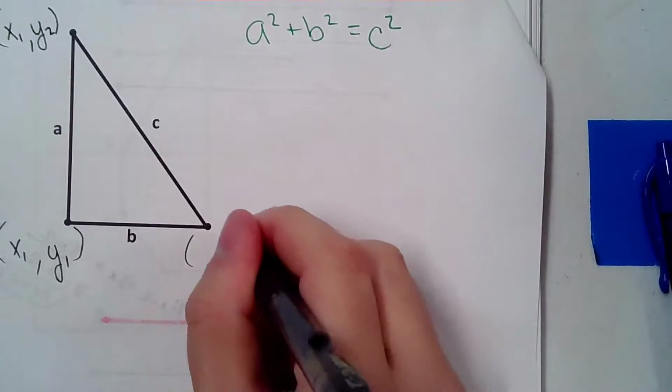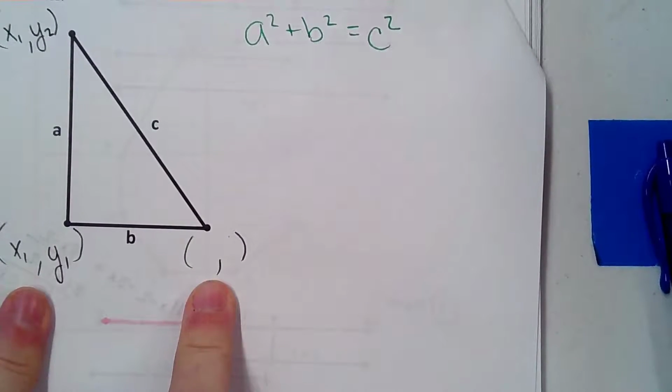Let's do the same logic over here. Compare these 2 dots. How are they different? Vertically or horizontally?